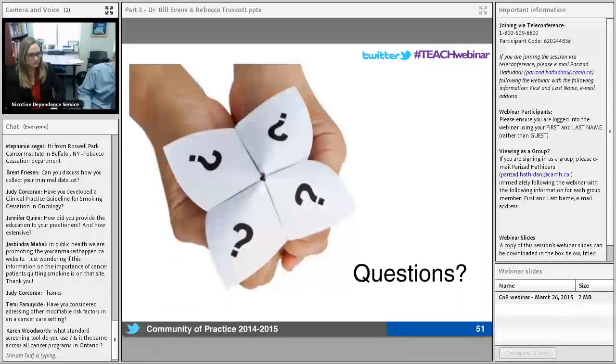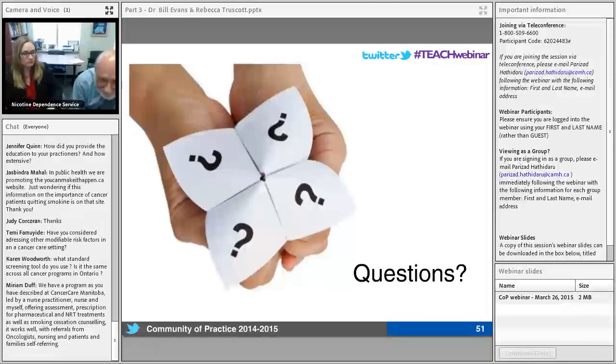Okay, so I'll just ask you to come over a little bit for this while we're having you off screen. All right, perfect. So taking the next question from Temi, have you considered addressing the other modifiable risk factors in a cancer care setting?